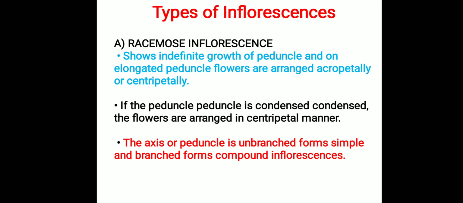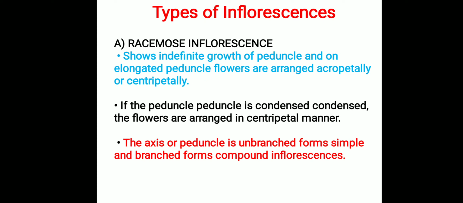It is also called indeterminate or indefinite type of inflorescence, because in this type the main axis or peduncle of the inflorescence grows indefinitely. It never terminates into a flower but continues to grow and gives rise to flowers laterally in acropetal succession. So what is meant by acropetal succession? That is, the oldest flowers are at the base and younger flowers at the top of the peduncle axis.